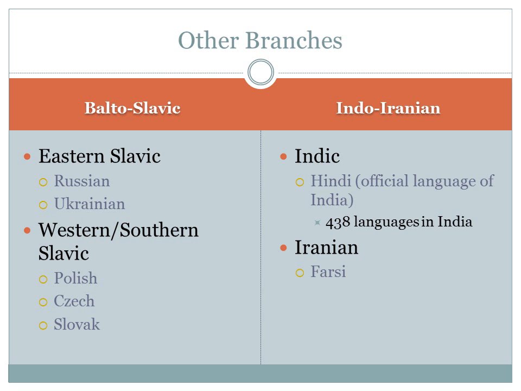And then other branches of Indo-European in other parts of the world. The Balto-Slavic language branch of Indo-European, largely in Eastern Europe. And so we have a couple different groups here, the Eastern Slavic group, Russian, Ukrainian, and the Western and Southern Slavic group, Polish, Czech, Slovak, that are part of this as well.